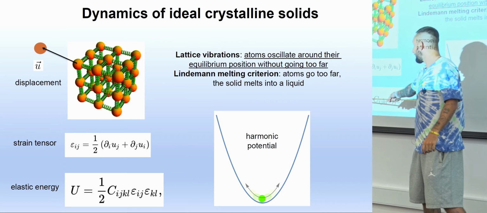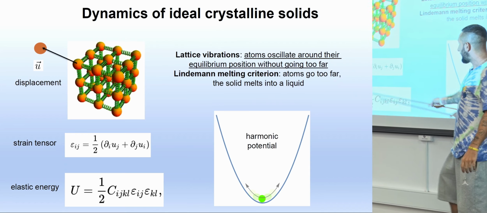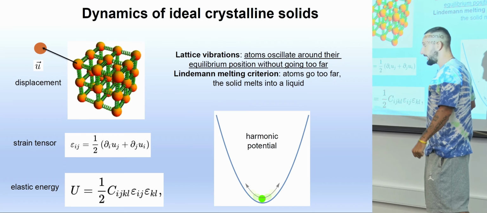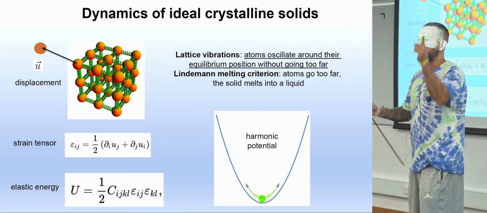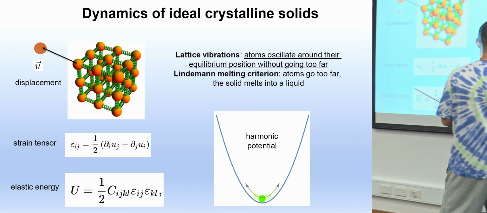And then you can write what is called elastic energy, which is basically just a quadratic functional of this strain. And this C_ijkl is a tensor that determines basically how rigid the system is in the different directions. So these are the elastic moduli.